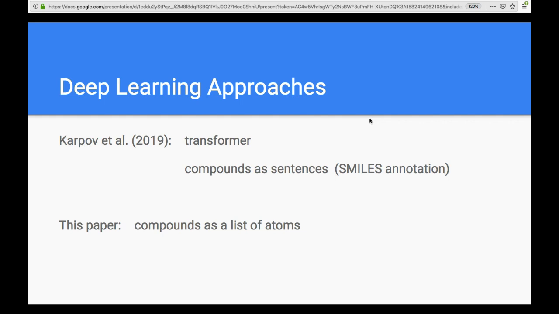But I believe there are some other people that used recurrent neural networks to do a similar thing. That basically uses SMILES notation, but they just use a different neural network architecture to perform the task. So this paper, they don't use SMILES notation, they just combine the list of atoms. But the problem is, if you just put a list of atoms as a compound, the model won't be able to understand the physical relations between each item.